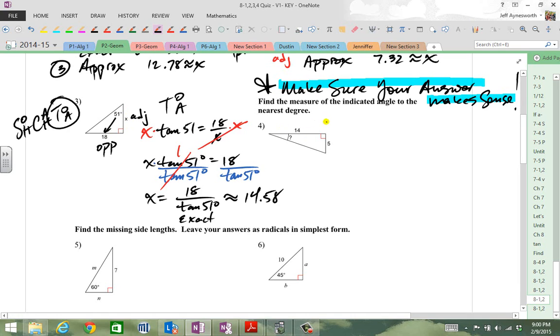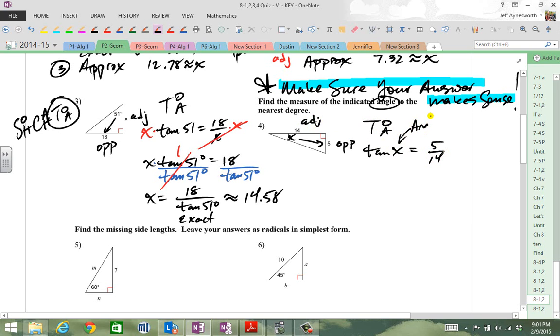On number 4, we want to find the indicated angle. All right, I'm going to call that x. Now, opposite of x is 5. The adjacent side is 14. That calls for the tangent function. So the tangent of my angle x is equal to opposite 5 divided by 14. That's called a setup.